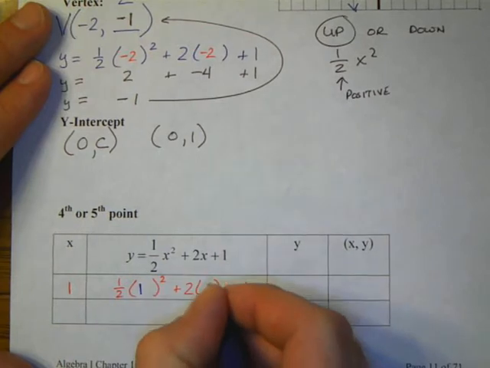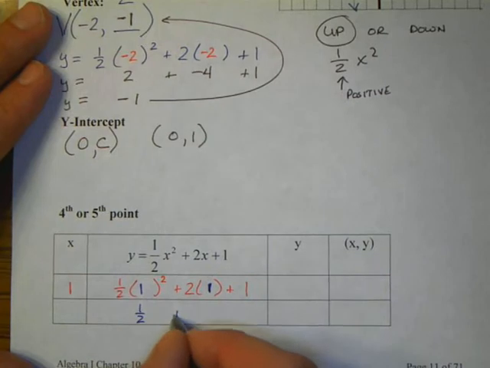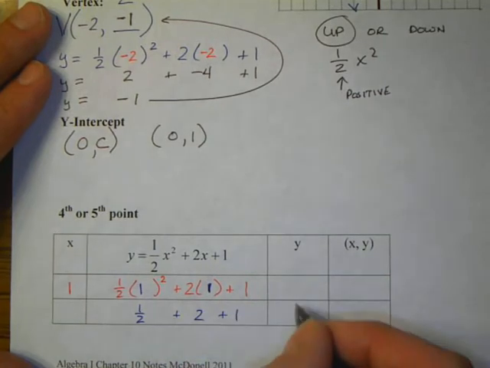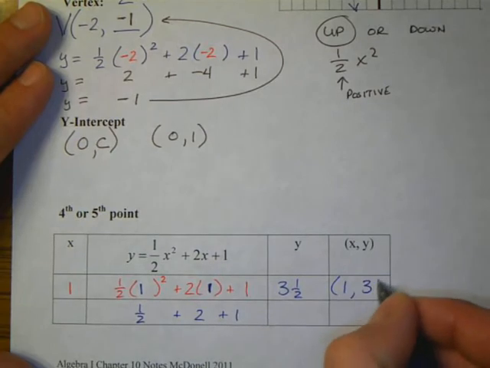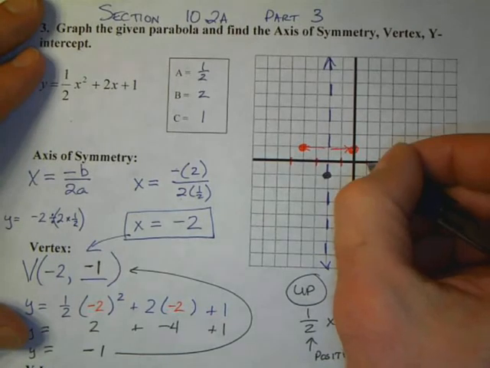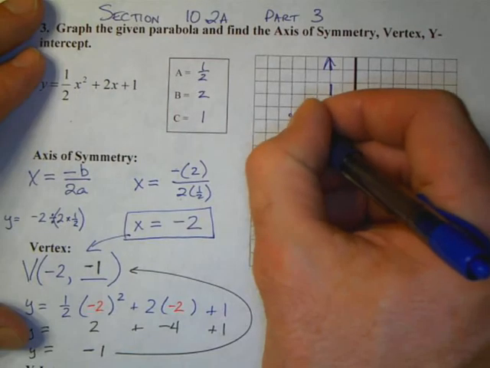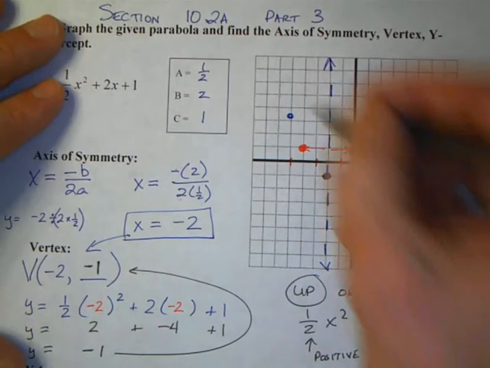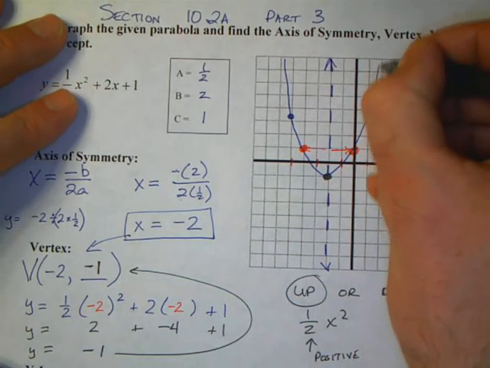I would choose 1. Alright, he's going to choose 1 because he likes to do things the easy way. I'm in full agreement with that. So, we're going to put down our problem using parentheses, and in place of that parentheses we're going to put the value of 1. Well, 1/2 of 1 squared is 1/2. Plus 2 plus 1. That's 3.5. And so our point is 1, 3.5.